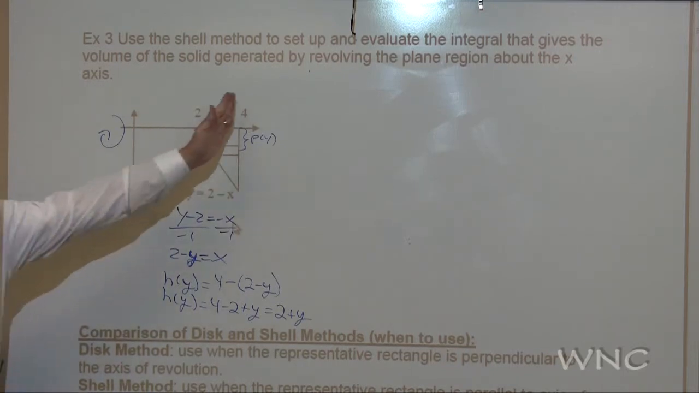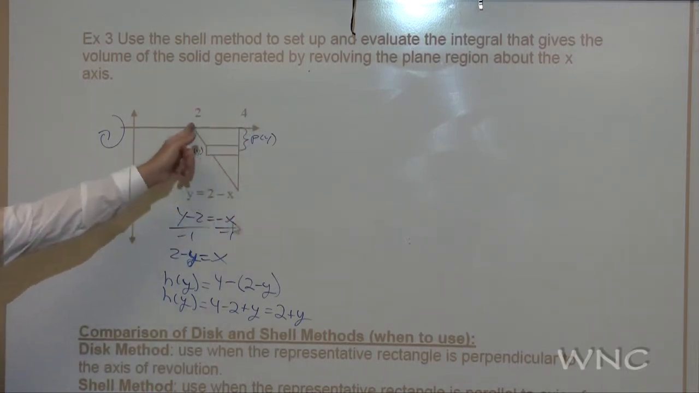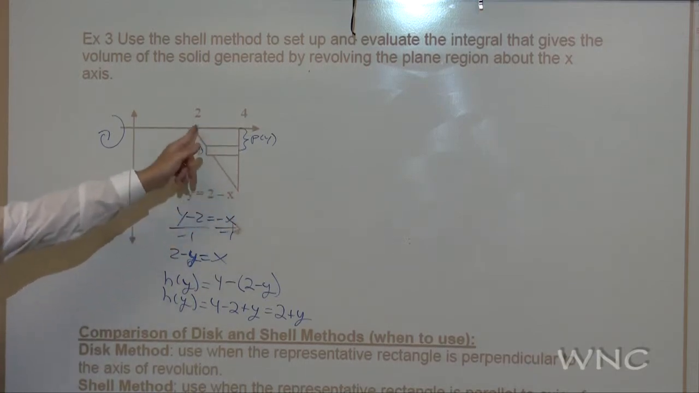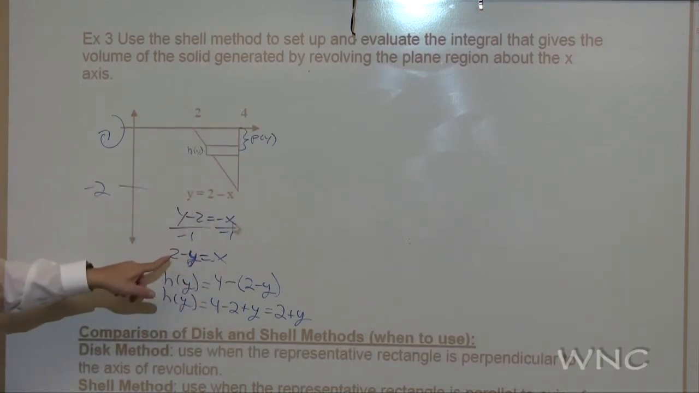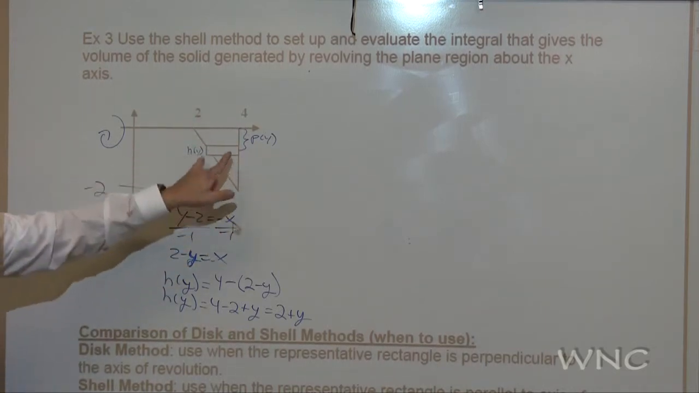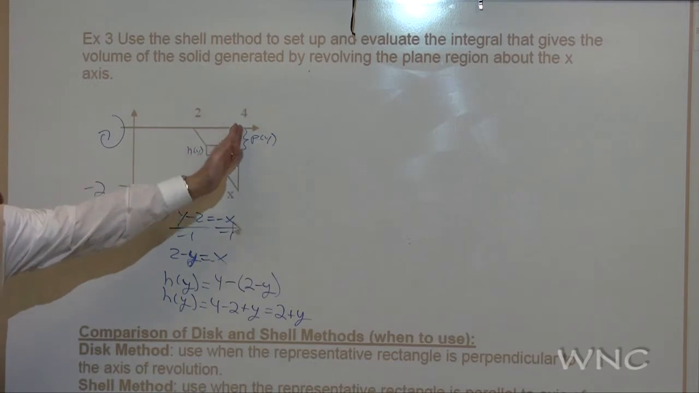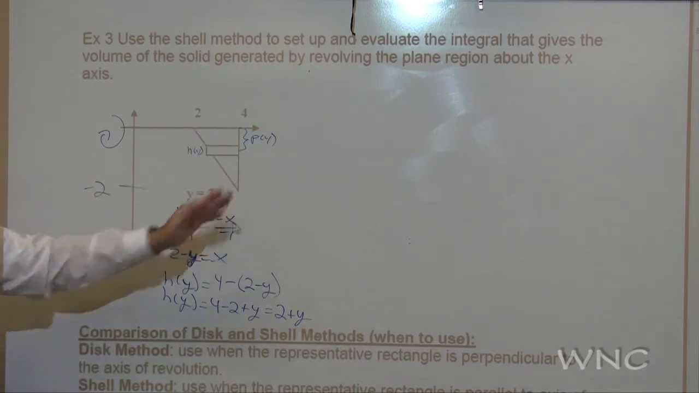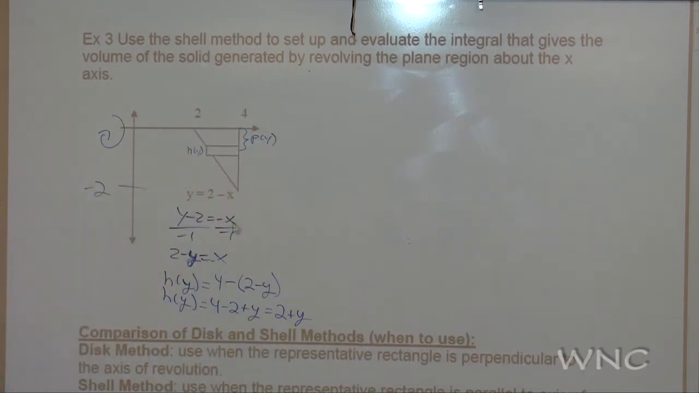Okay, so it's 4 minus this line here. This line is described in terms of x; solving for x in terms of y is 2 minus y. So it's 4 minus this line. That describes this distance. 4 is this side, 2 minus y is that side. That's where that comes from.